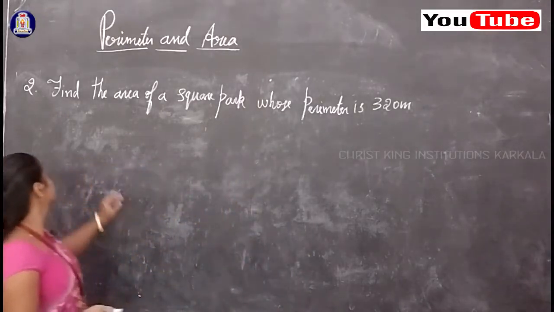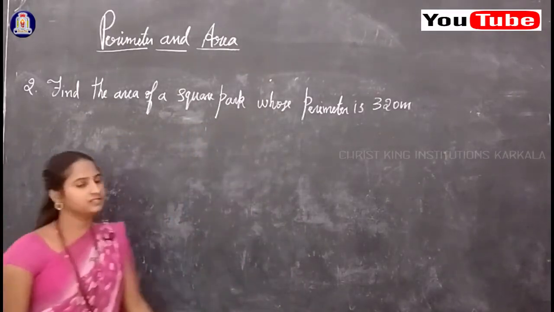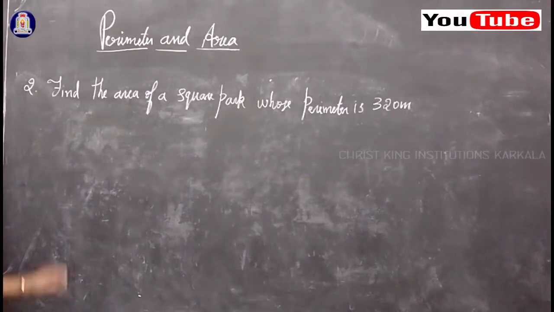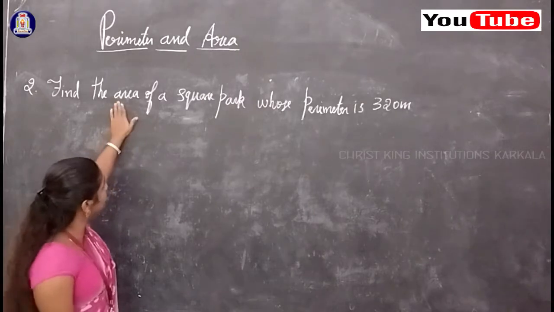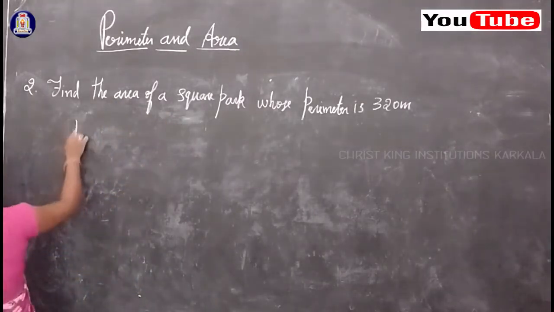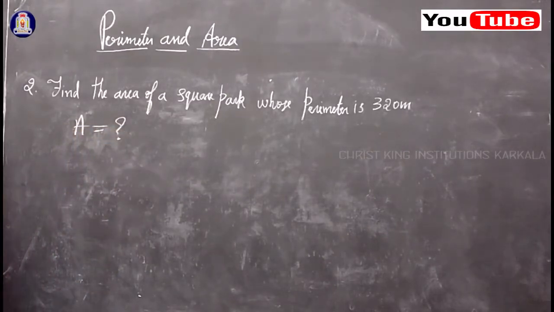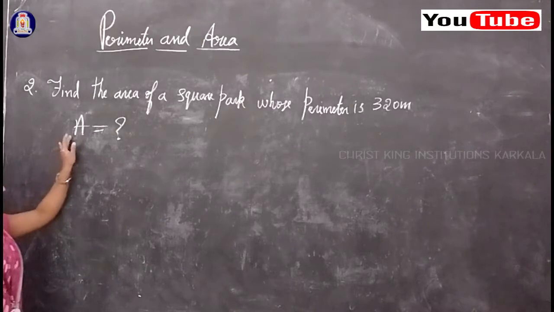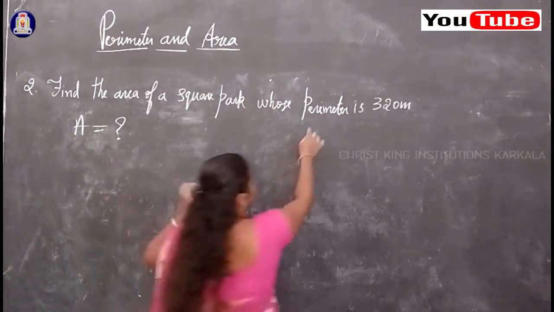So the question is like this. Find the area of the square park whose perimeter is 320 meter. So we have to find the area of the square. So A you have to find out. Capital letter A will represent area. So area of square is a question mark. But what is given? Perimeter is given.